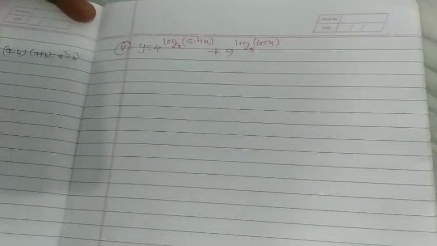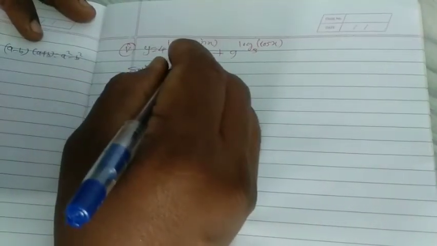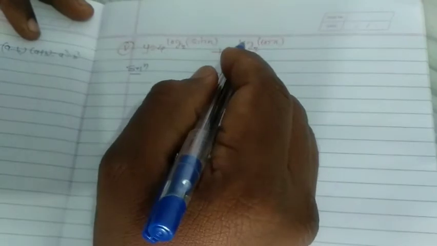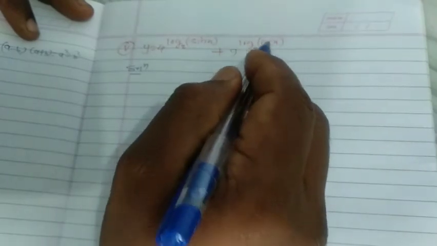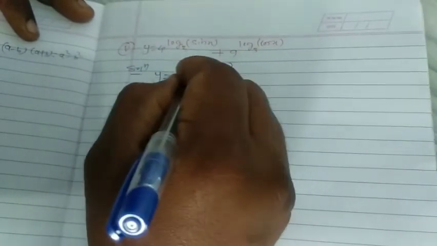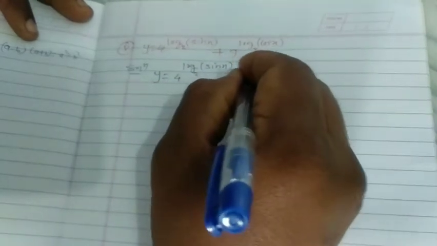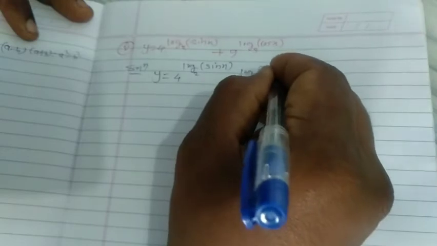Now this problem. Solution: y is equal to 4 raised to log of sin x to the base 2, plus 9 raised to log of cos x to the base 3. First of all, we write the given function as it is, 4 raised to log of sin x to the base 2, then 9 raised to log of cos x to the base 3.